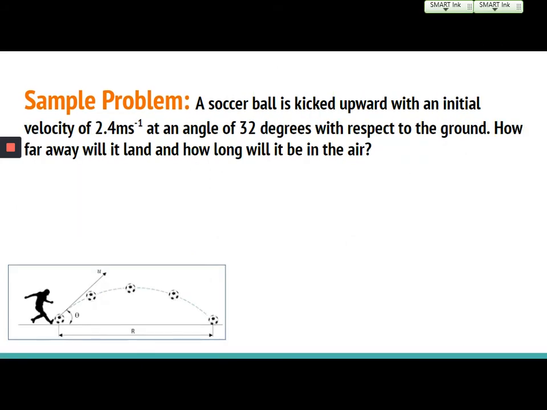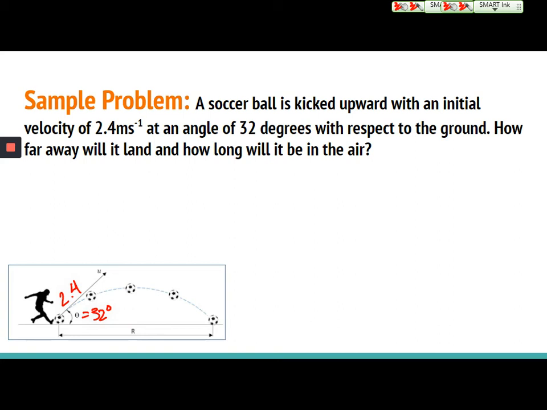Another problem. A soccer ball is kicked with an initial velocity of 2.4 at an angle of 32 degrees with respect to the ground. How far away will it land and how long will it be in the air? So again, this time we need to actually break up our initial velocity into its components.